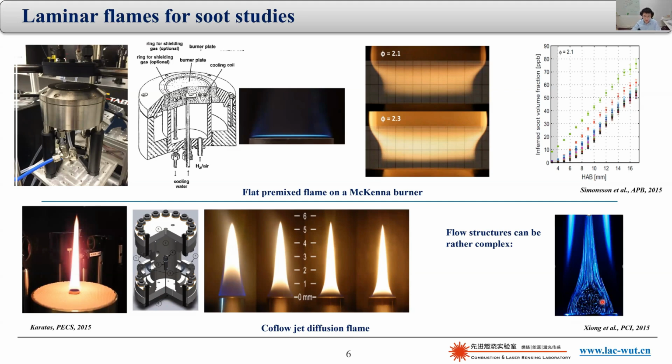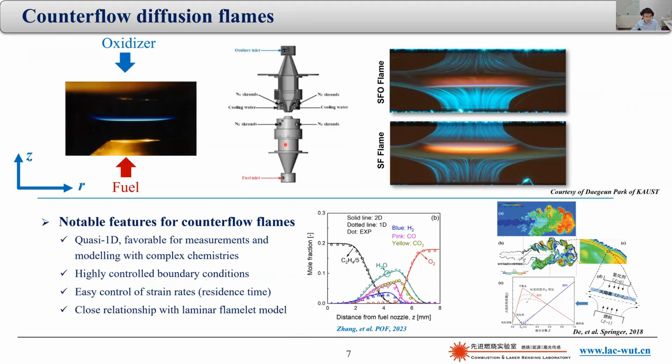and this is probably not the best option if you want to study the fundamentals of kinetics. So counterflow, in my opinion, is the simplest diffusion flame that you can establish in a laboratory. So you simply have a fuel and an oxidizer nozzle opposing each other, and you have a flat flame established in between. The benefit of using counterflow flames for soot studies is, first of all, it's quasi-one-dimensional, so it's favorable for measurement and modeling with complex chemistry. And also, it has highly controllable boundary conditions.